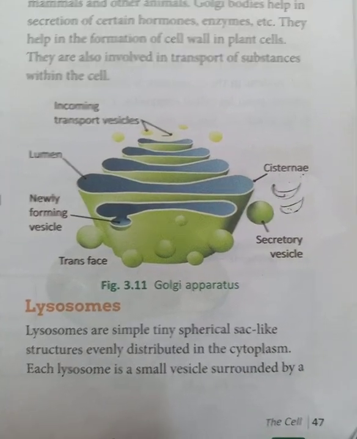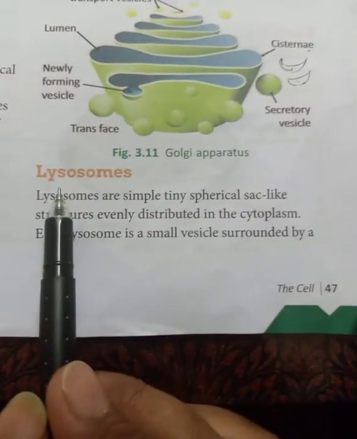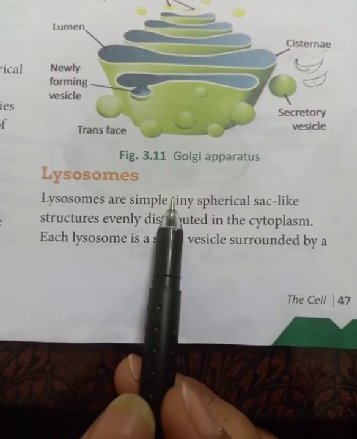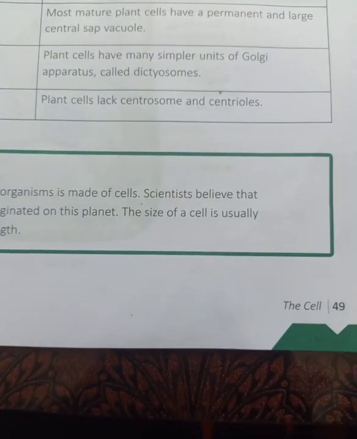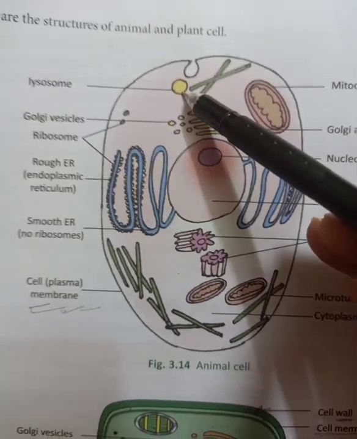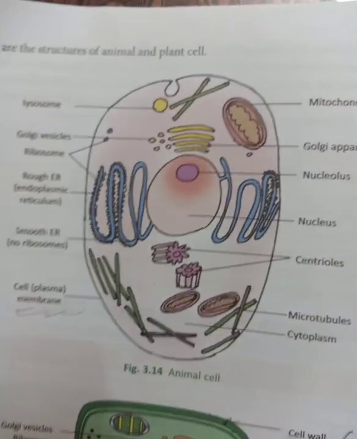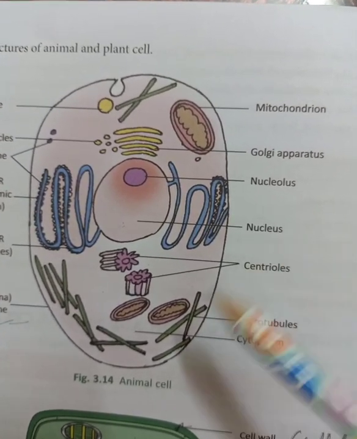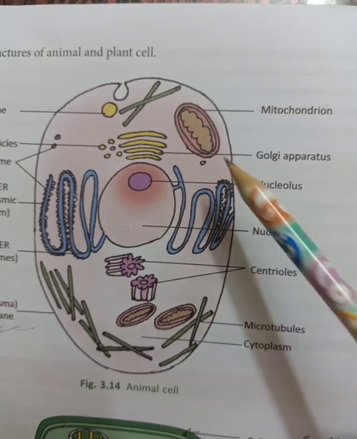Now today we are going to start with the next topic, that is lysosomes. These are also a very important part of the cell. First, I would like you to show the presence of the lysosomes. This is an animal cell. You can see this yellowish figure. It is a lysosome.